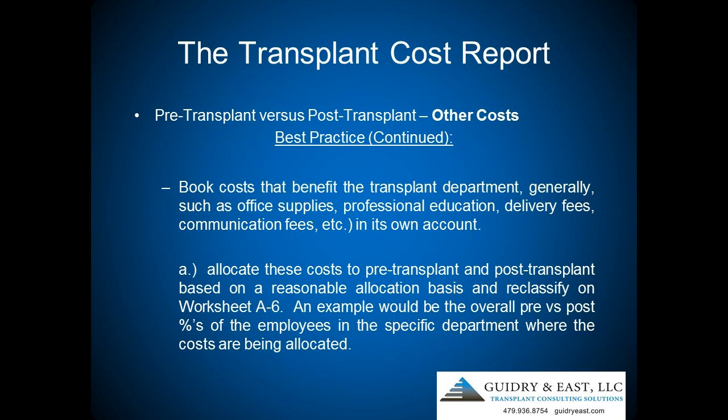And what you would do is utilize worksheet A6 to move the cost to a cost center that it belongs to. So if it has originally been booked in an account that is grouped with organ acquisition, you would leave in there the pre-transplant portion, but you would reclassify out the post-transplant portion or the non-transplant portion. An example of doing this is to utilize the overall pre versus post percentage of the employees in the specific department where the costs are being allocated, and use that to move the costs.